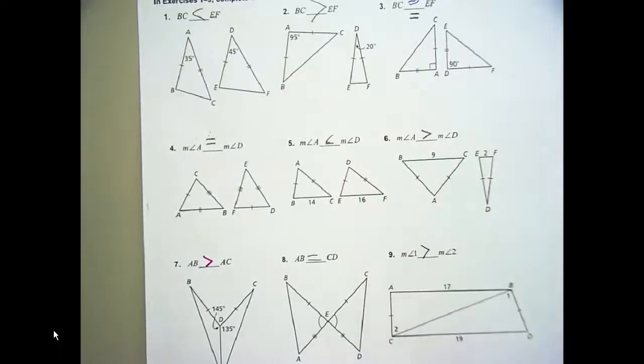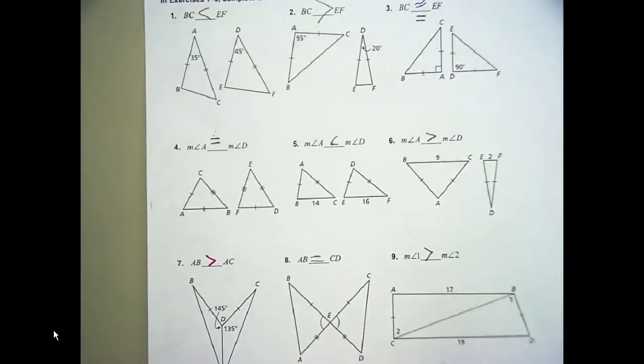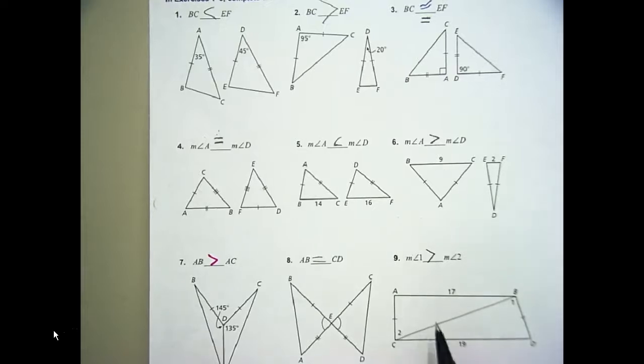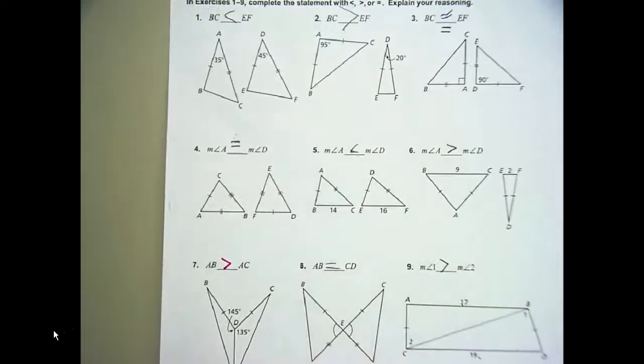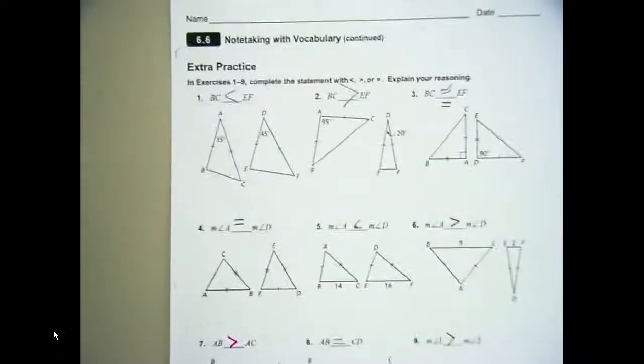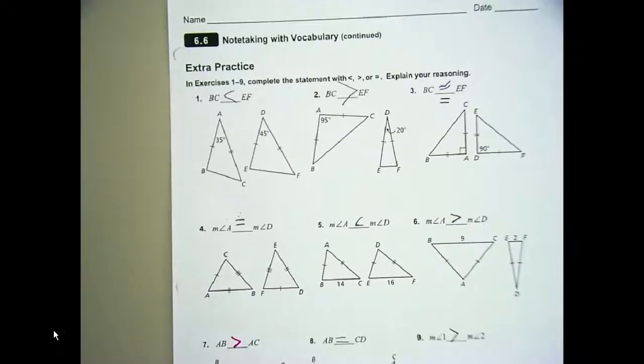Okay. Very good. Angle 1 on number 9 is bigger than angle 2 because 19 is greater than 17. Okay? All right, now, notice on all these, everyone earned half credit. No one got full credit. No one explained.